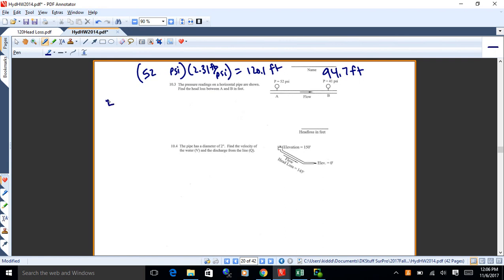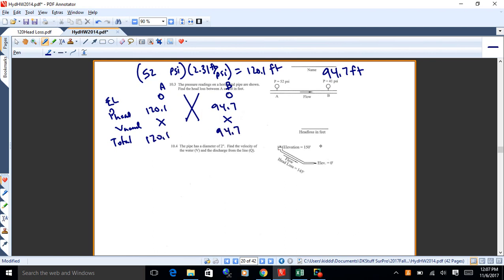So then, if you want to make a chart out of this, you'll have elevation, pressure head, velocity head, and then total. For both elevations, we got 0. That's A and B. For the pressure heads, we've got these numbers shown. Velocity head you can ignore because it's going to be the same at both locations. It's the same size of pipe. So the head loss is the difference between these two. If you take the 120.1 and take away the 94.7, you'll get the head loss.